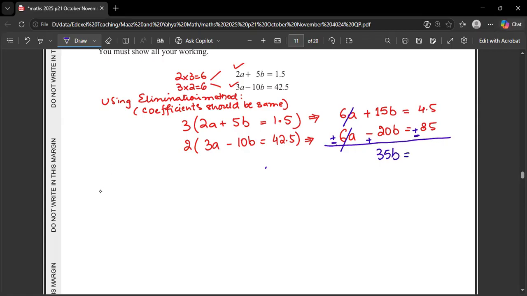Here the sign is positive and here the sign is negative. So it is 4.5 minus 85. What should be the answer? 4.5 minus 85, what are we getting? Minus 80.5.